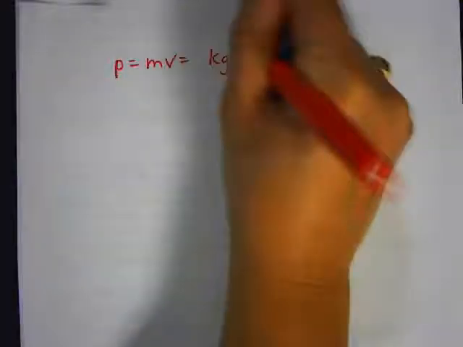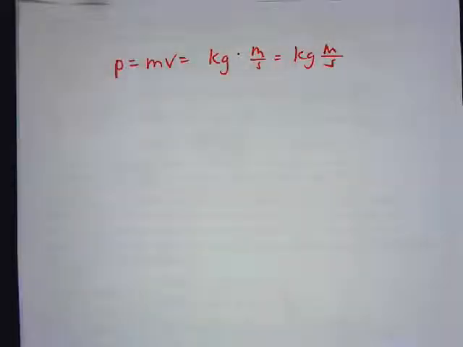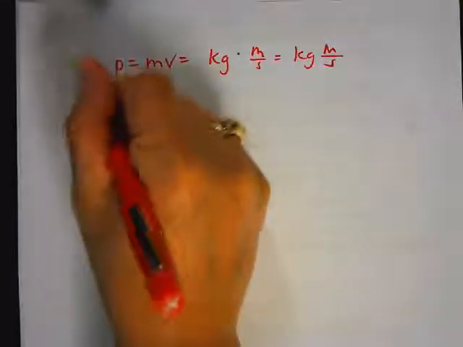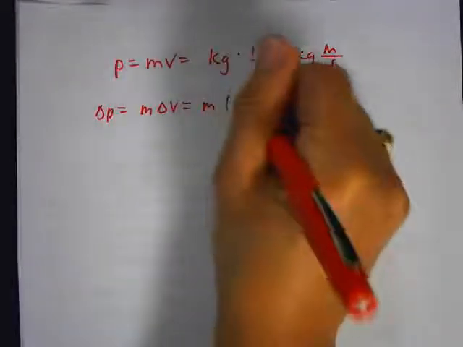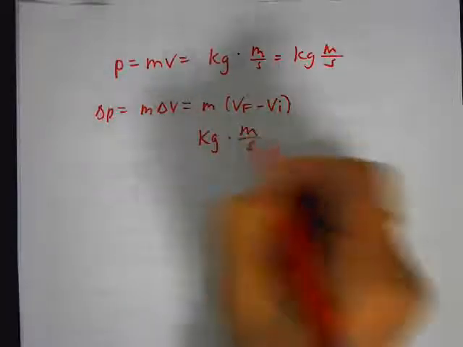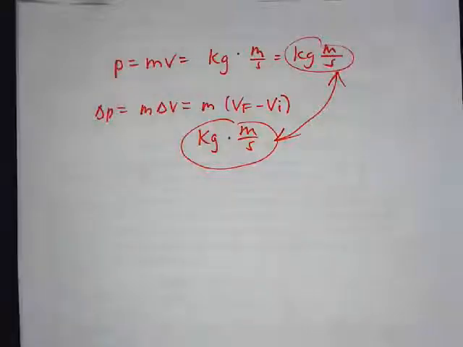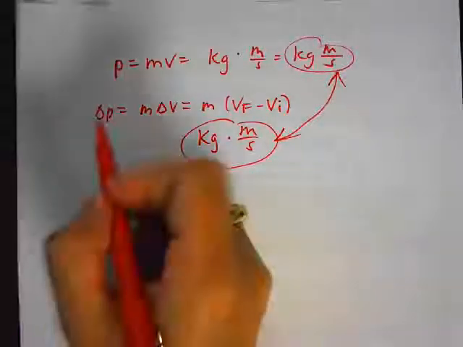So if we look at our units, we know that momentum is going to be mass times velocity, so it's a kilogram times a meter per second, which is a kilogram meter per second. Now, impulse is the change in momentum, which is m delta v, which is m vf minus vi, but the unit is kilogram times meter per second, so the unit should be the same. But I just did this problem, and it has a newton times a second. Well, let's look at it again.